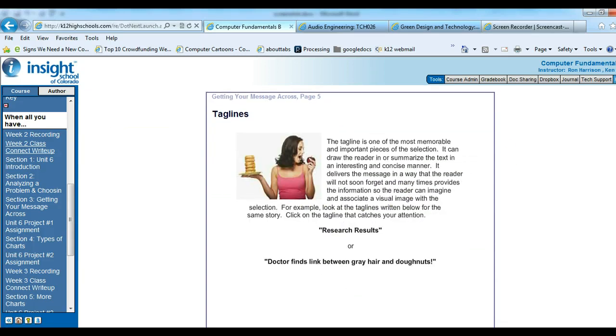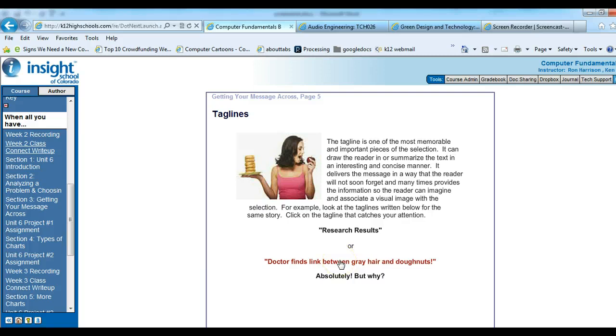Taglines. Taglines are really important because they draw the reader in. They make the reader be interested in what you're saying. So let's look at these samples down here. Here's one that just says research results. Well, does that tell you very much? No, it's pretty boring. But look at this tagline.